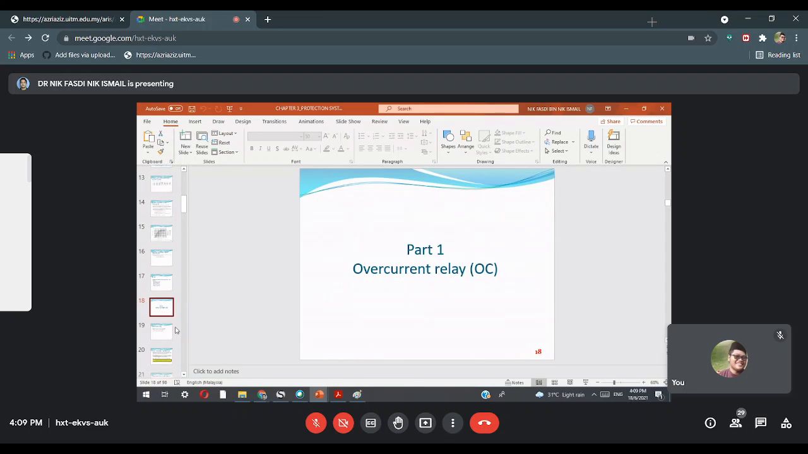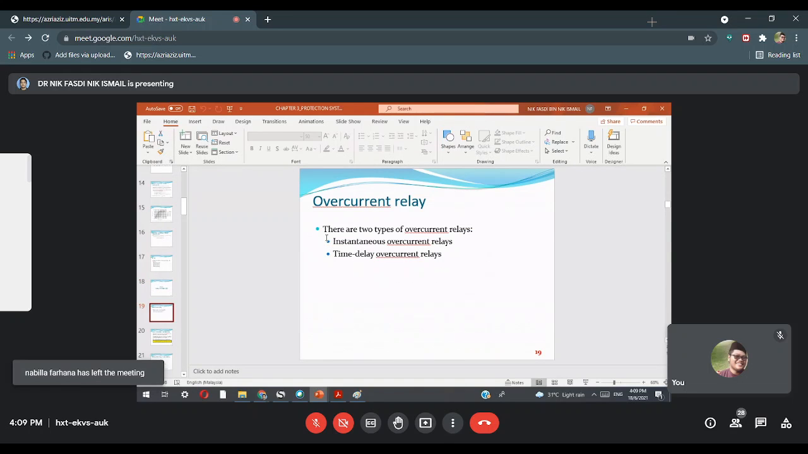Okay, overcurrent relay. Look at the overcurrent relay. As the name suggests, you can imagine that the overcurrent relay will turn on when the current is over the pickup, or over the rating of the relay. There are 2 types of overcurrent relays: instantaneous overcurrent relays and time delay overcurrent relays.